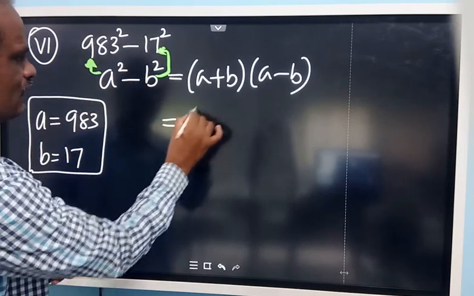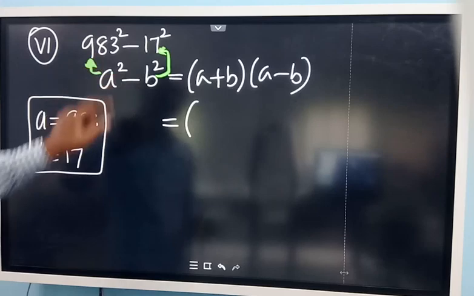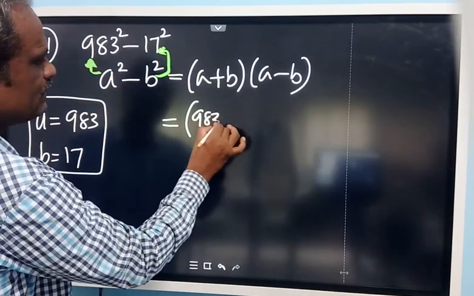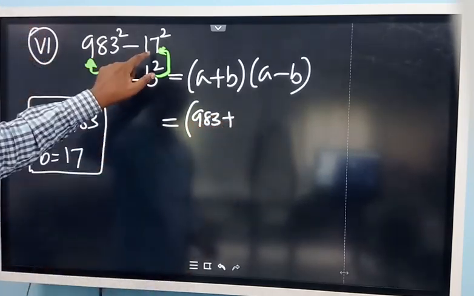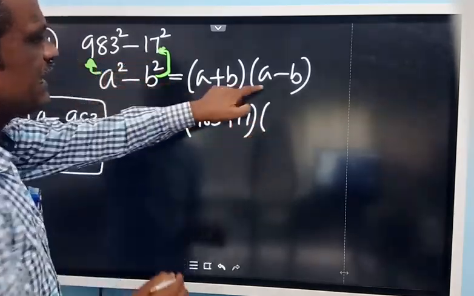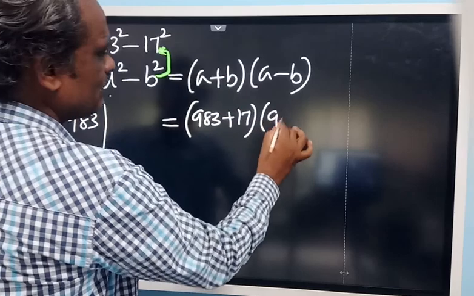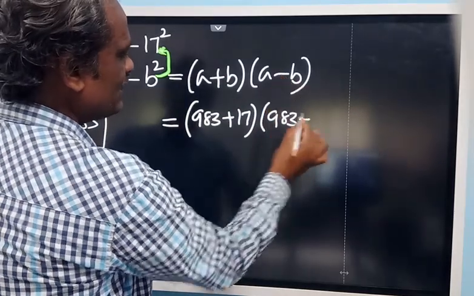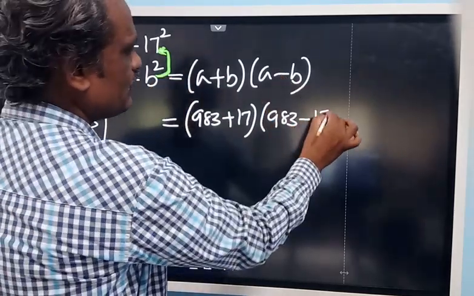Now substitute, that's all. A, you write 983 plus what is b? It is 17. Now what is a again? Again a you write 983. Then minus you write it. What is b here? It is 17.